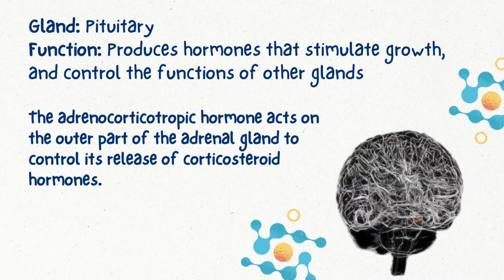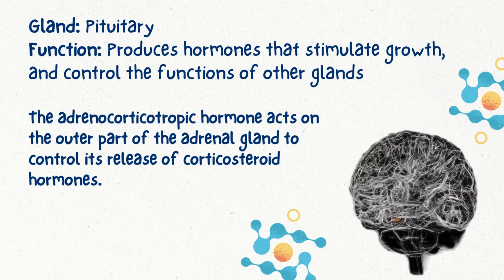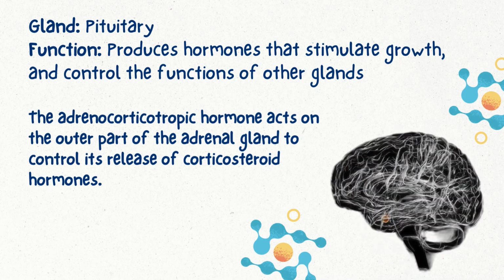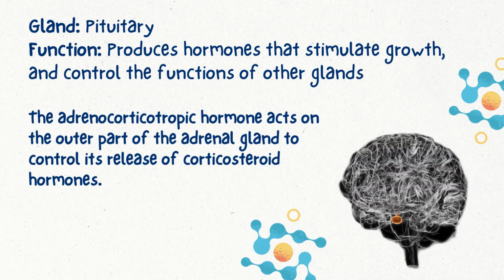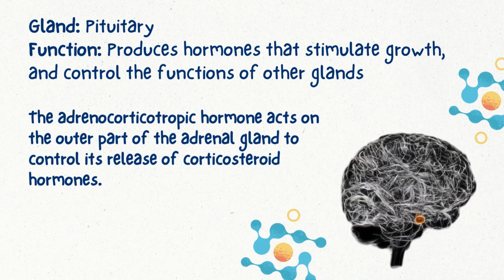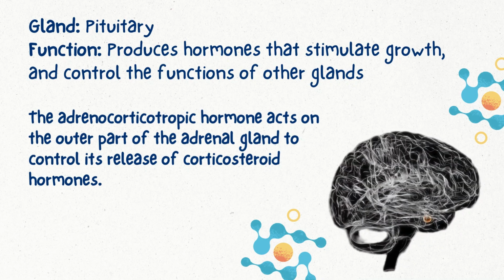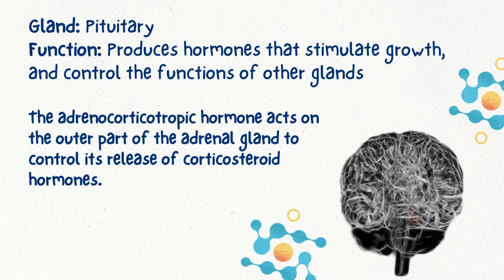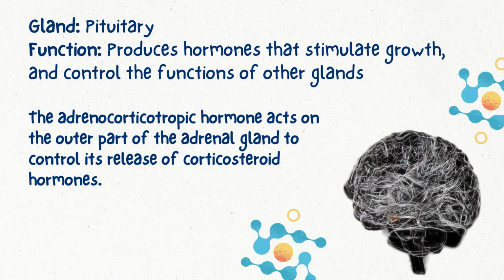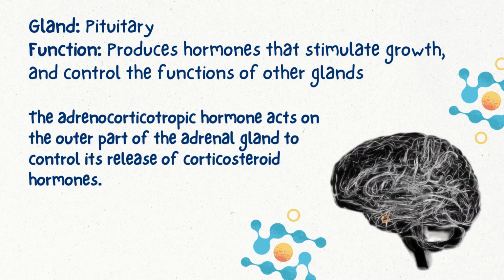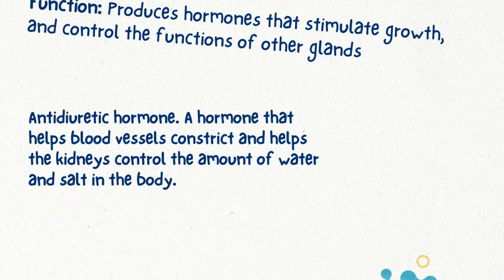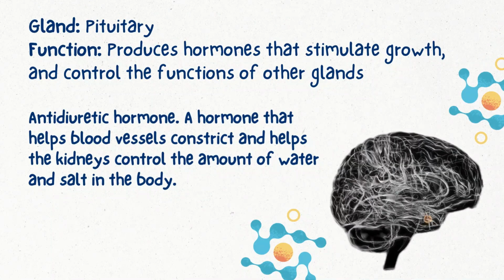Next is the adrenocorticotropic hormone, which acts on the outer part of the adrenal gland to control its release of corticosteroid hormones. This adrenocorticotropic hormone is made during times of stress.